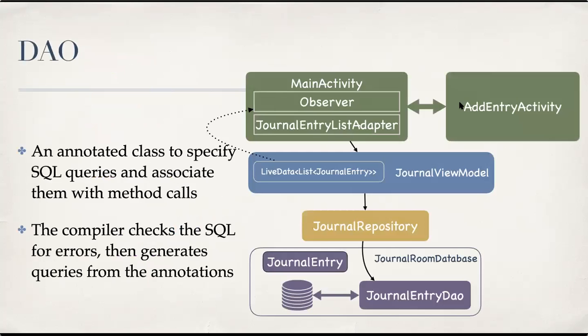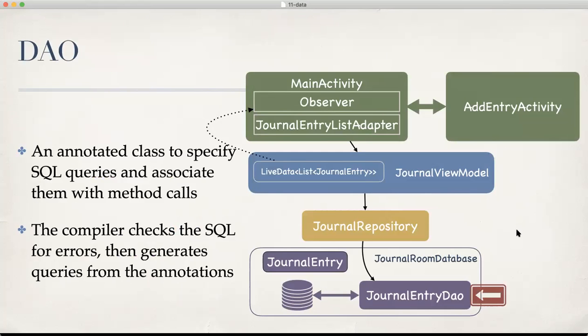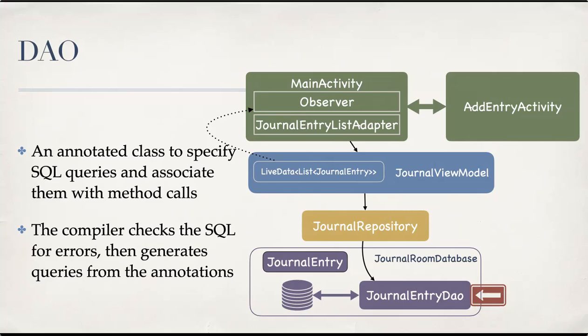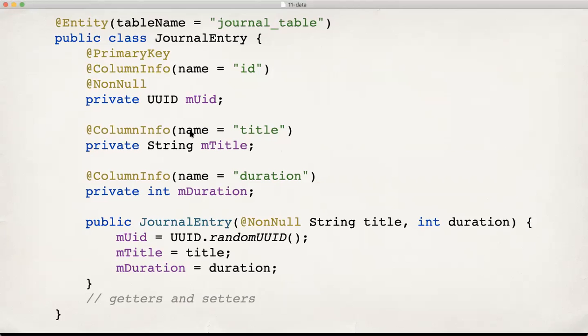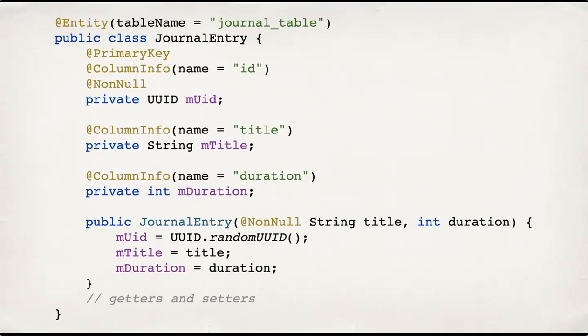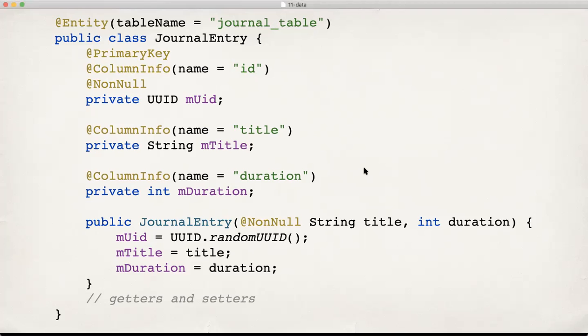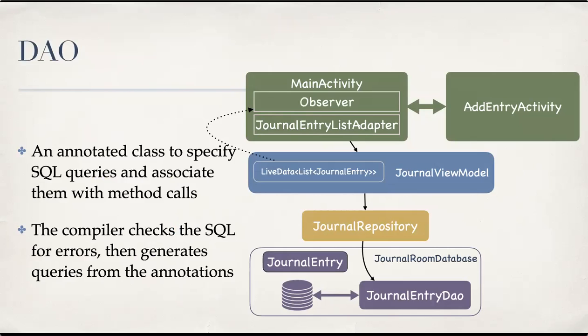Okay, so you have created your entity now. Next, the DAO. The DAO is an annotated class that specifies the SQL queries and connects them with the method calls. Interesting thing, the compiler in Android Studio checks for any SQL errors. So on the last slide you saw, I've given the table name as journal_table, right? The columns are title and duration and so on. So if for some reason I write a query which does not use these proper table or column names, then I'm going to get a compile time error, which is really great.